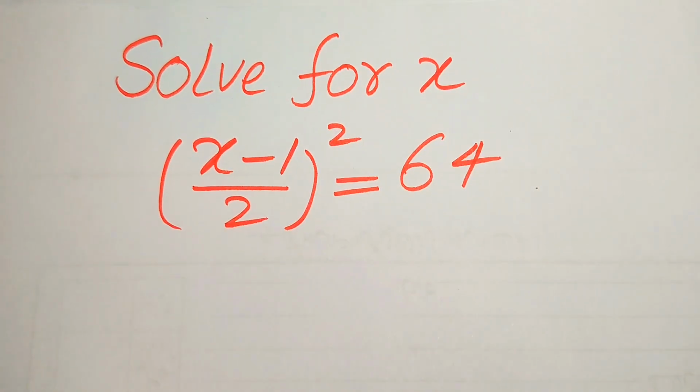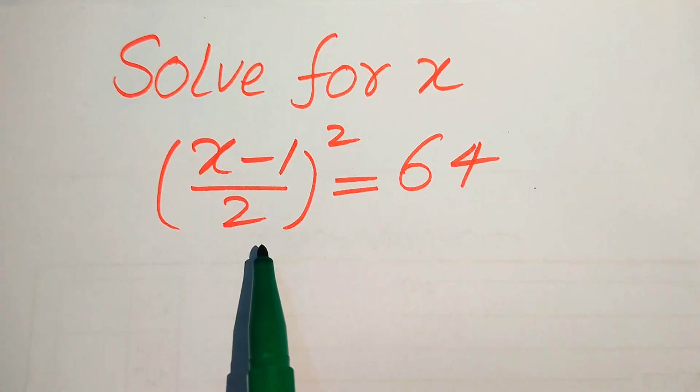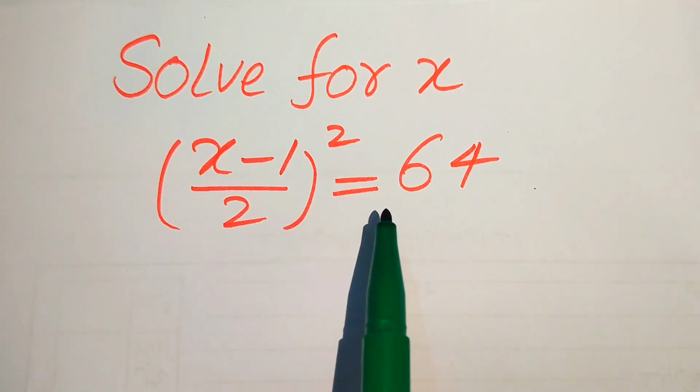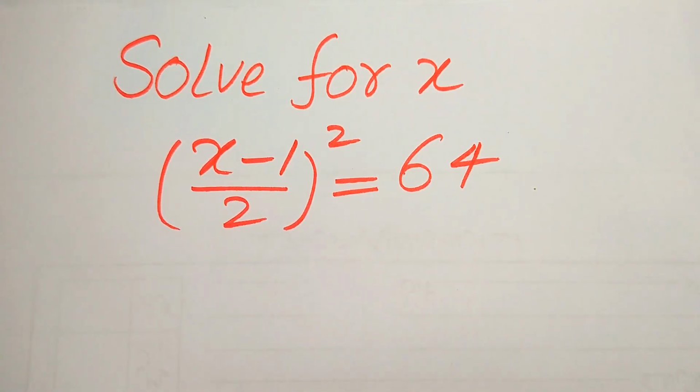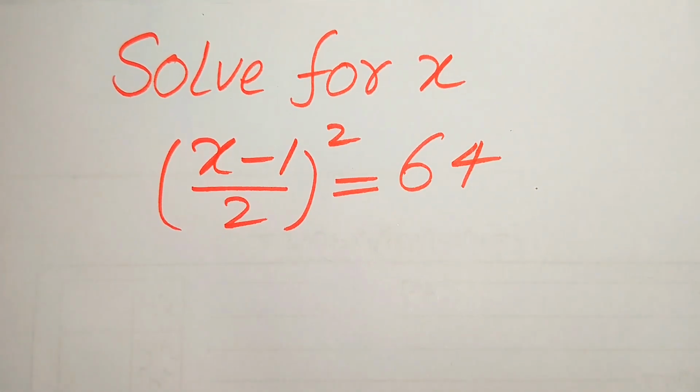Hello everyone, how to solve this problem for the values of x if we have ((x minus 1) over 2) whole squared is equal to 64. Here, first we find all the roots of this equation, and at the last we will verify which of the roots are solutions of this equation and which of the roots are extraneous roots.